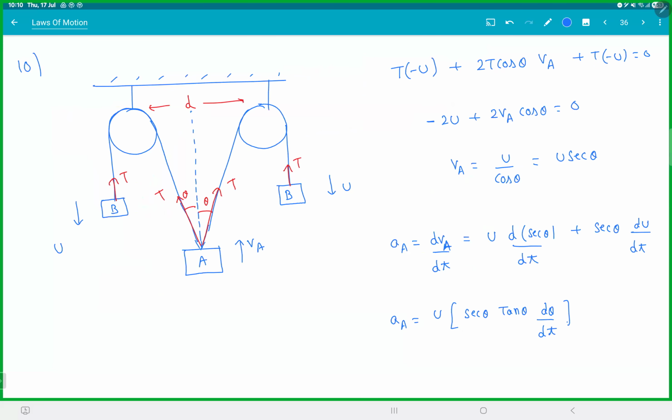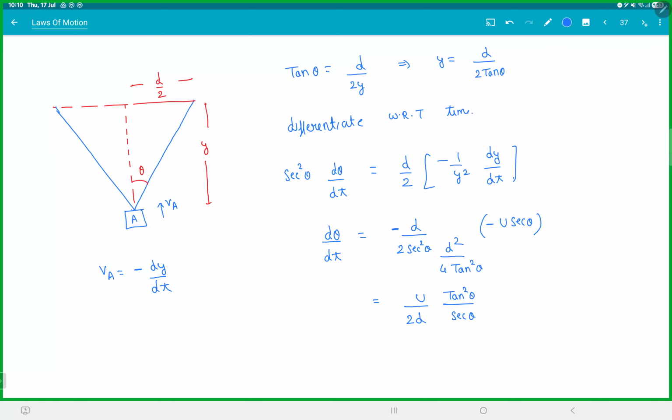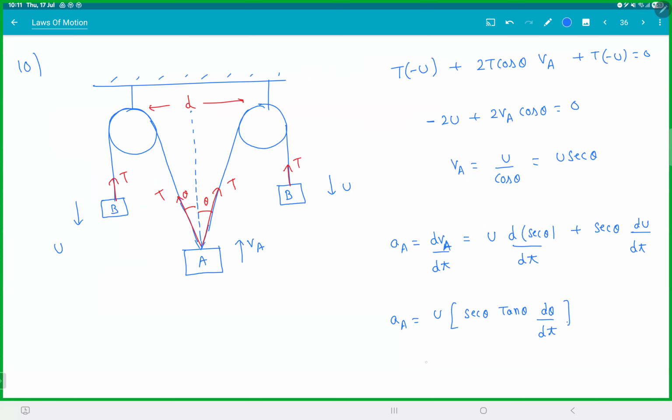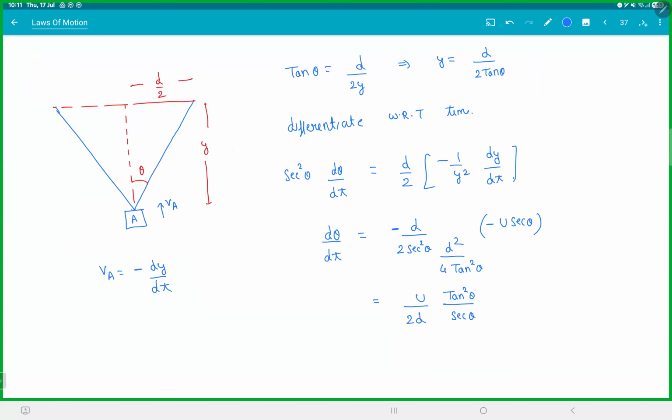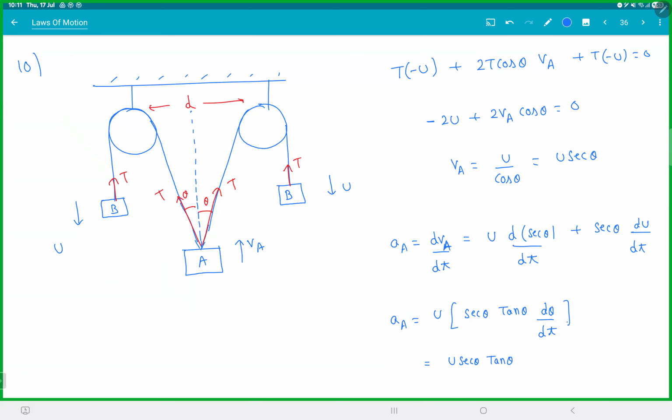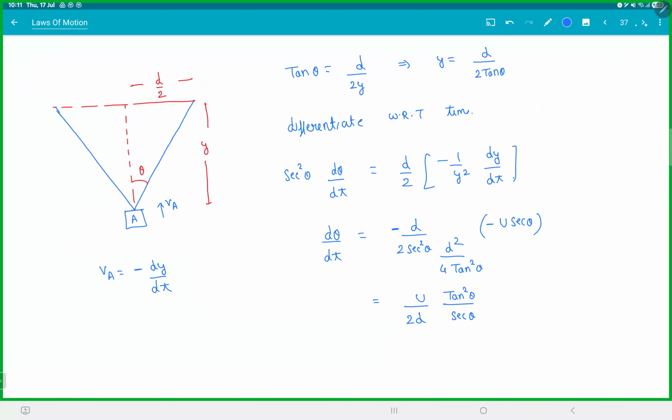Take this and substitute here. I think I'm getting a 2 now. So take this and substitute here, you end up with u sec theta tan theta times u by 2d. There's a 2 on the top actually.